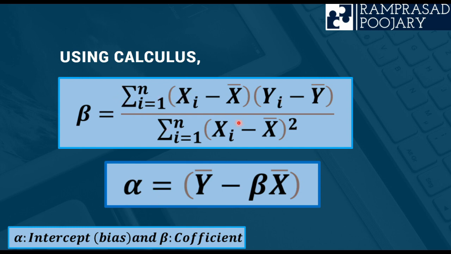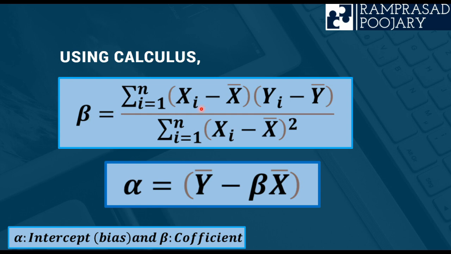If you look at this, there are n training samples. As we saw in the previous case, 5 training samples, i equal to 1 to 5, but in general n training samples will be there. So this is the function. We need the mean value of x, or the average value of x, and the mean value of y, or average value of y. With that we can compute beta.